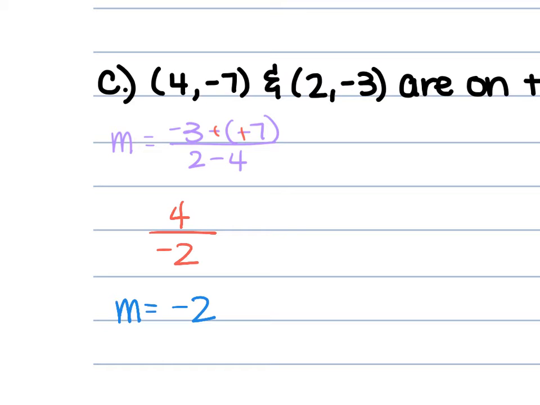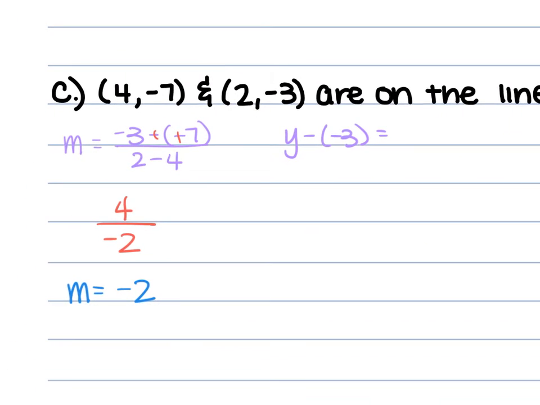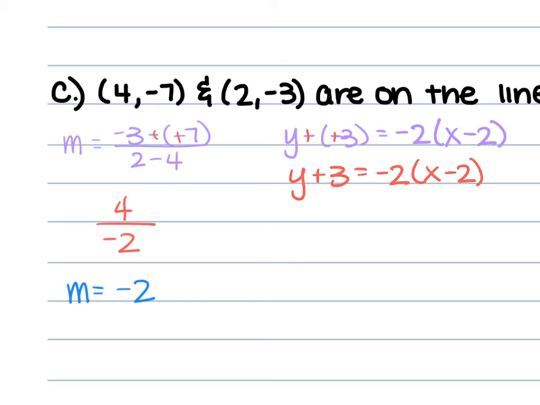Choose one of the 2 points. 2, negative 3 is lower number, so I want to use that one. So I'm going to use y minus negative 3 is equal to negative 2 times x minus 2. 2 negatives turn into positive, so y plus 3 is equal to negative 2 times x minus 2. Distribute the negative 2. So y plus 3 is equal to negative 2x plus 4.